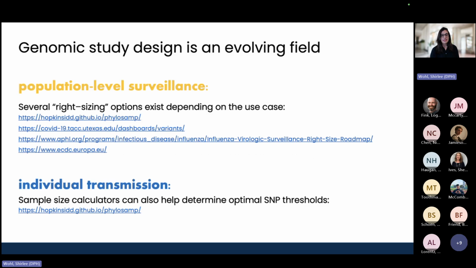So I'll end with a slide with links to some of these right sizing options. I'll reiterate that a lot of these are R packages, but for pretty much everything I have here, there's either a spreadsheet or an interactive online app or both available, so they can be implemented in lots of different settings with or without access to R. I'll leave this slide up and see if there are other questions.